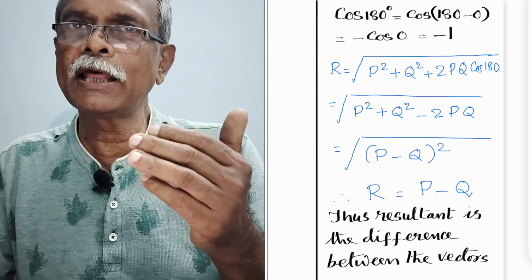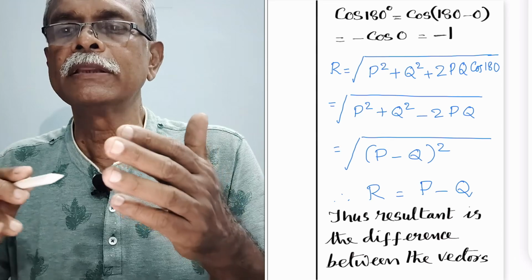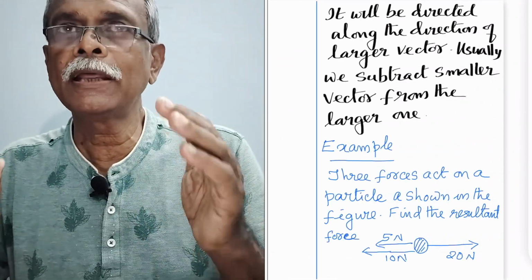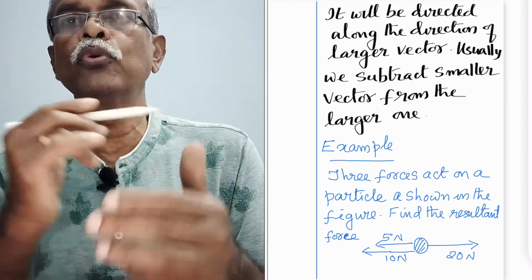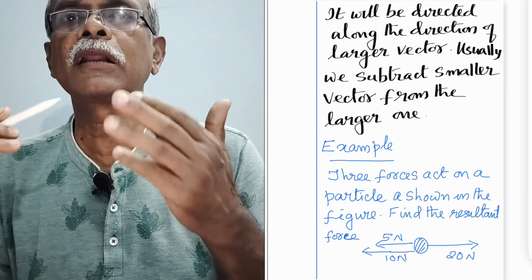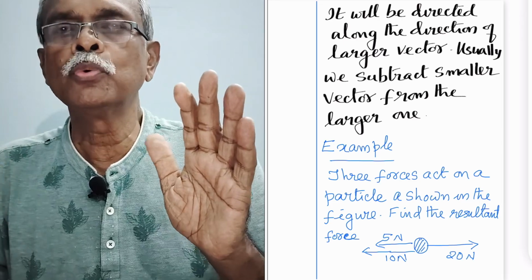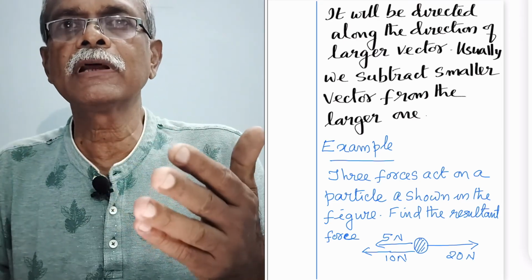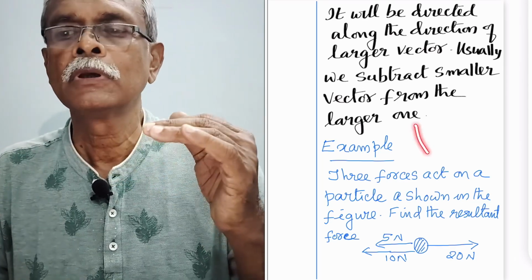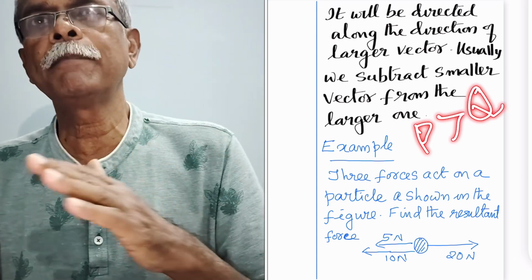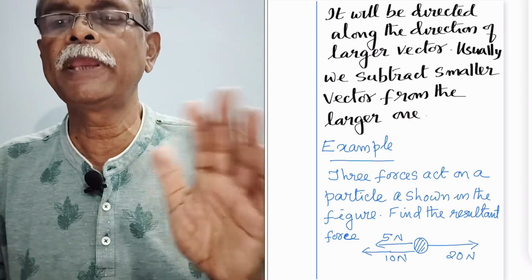One vector is in one direction, the other vector is in the opposite direction. Therefore, the resultant will be the difference between these two. And that resultant will be directed along the vector having larger magnitude. Usually in P minus Q, we take P as the larger vector and Q as the smaller vector. We usually take P greater than Q, and if P is greater than Q, we take P minus Q. The direction will be along the direction of P.